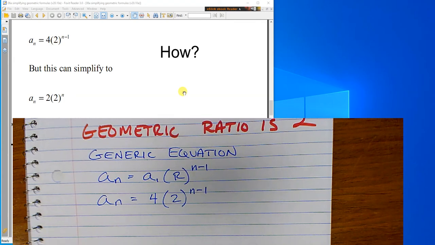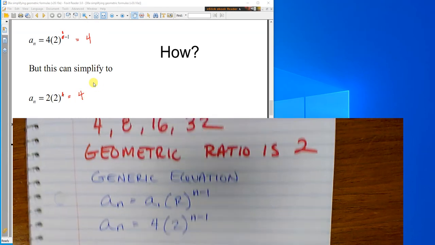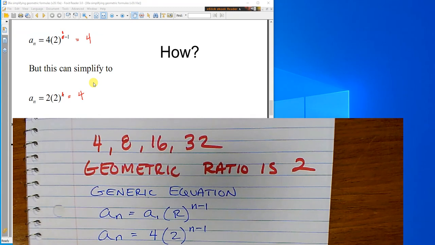I don't believe you, Mr. Barr. They are the same thing. Watch. If I plug a 1 into both of these, I'm going to get the same thing out. Ready? Let's plug in a 1. 1 minus 1 is 0. 2 to the 0 is 1. Times 4 is 4. Plug in a 1 right here. 2 to the first is 2 times 2 is 4. Look, it's building the sequence.